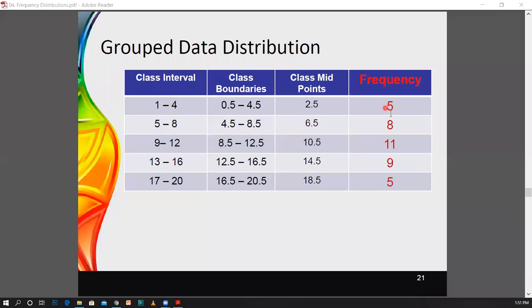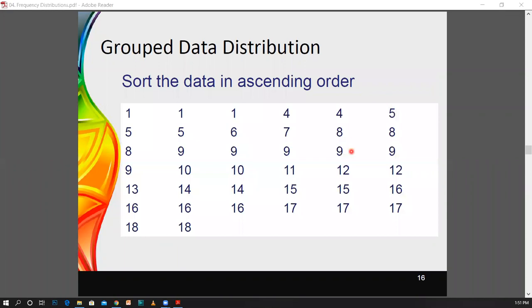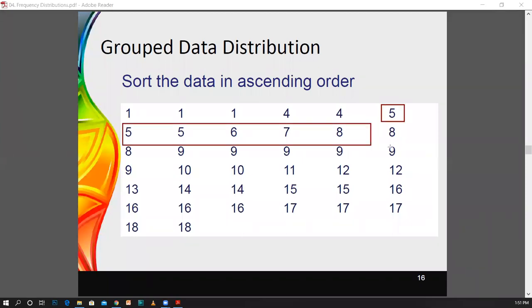This frequency 5 in the first class. Now, the second class is from 4.5 to 8.5. To go back to the original data set, 4.5 to 8.5. Therefore, what we can see is 5 should definitely be included here. Then these values should be included here, and this 8 should be included. It is because the maximum is 8.5.